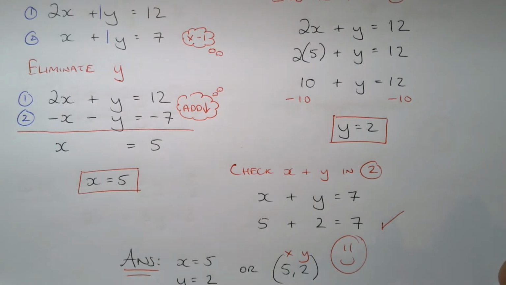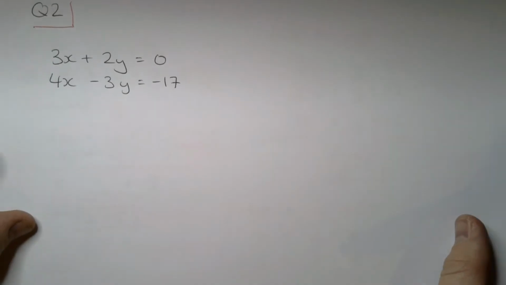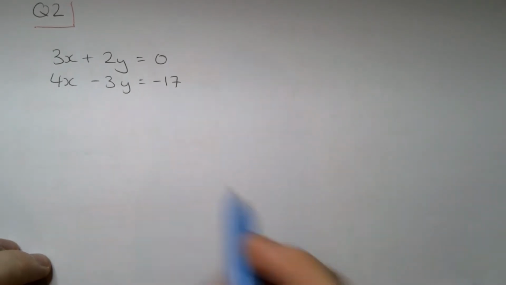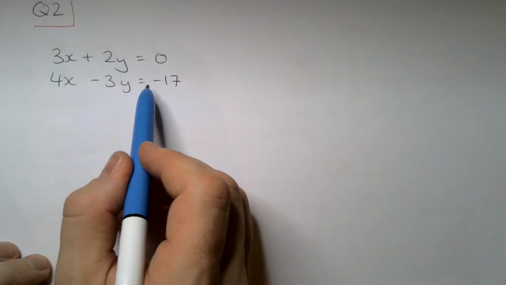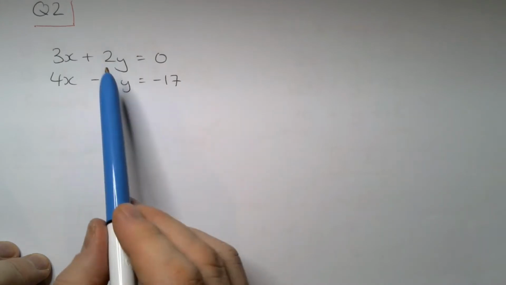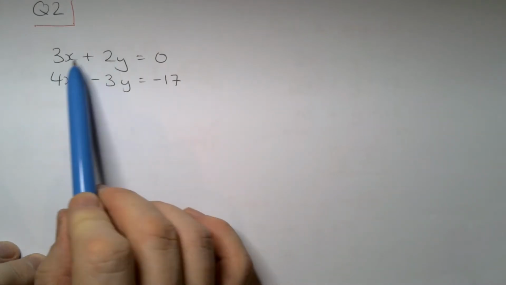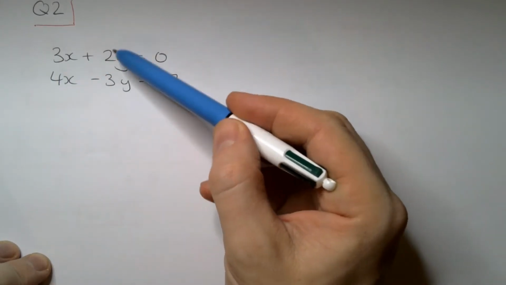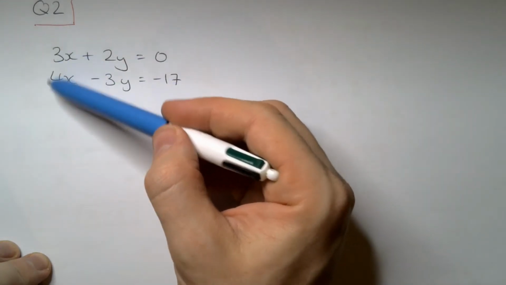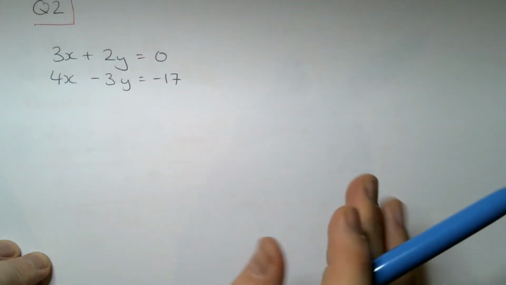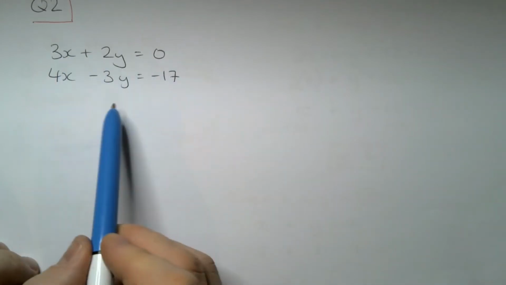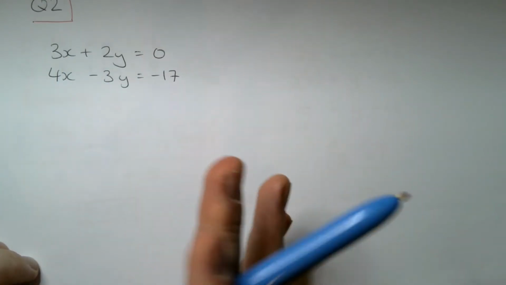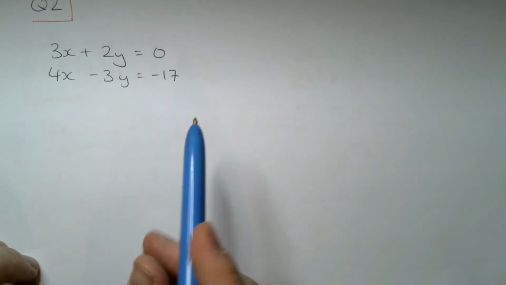Let's try a harder example. So question 2. Here I have 3x plus 2y equals 0 and 4x minus 3y equals minus 17. Now, what you'll notice is neither of these numbers, if I choose to eliminate y, they're not the same number. If I eliminate x, they're not the same number. Okay, so what I'm going to do this time is I'm going to have to multiply both lines by something to get them to cancel.